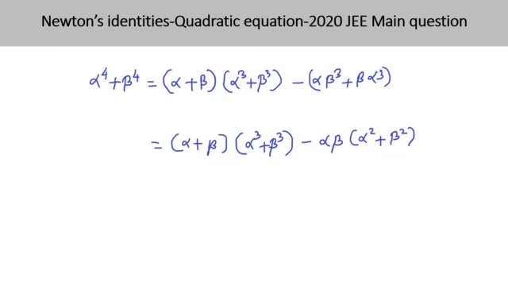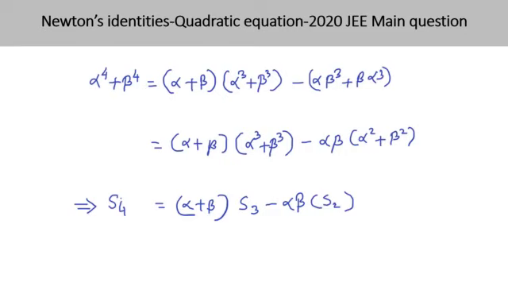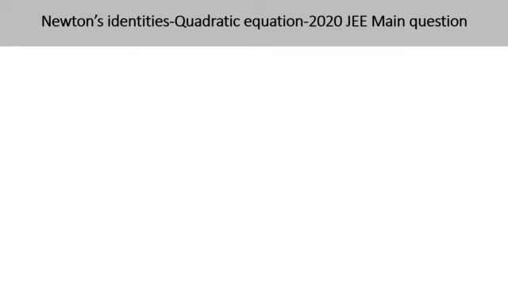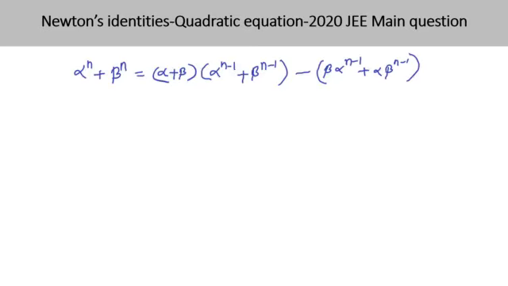Now what is alpha to the power 4 plus beta to the power 4? It is S4. What is alpha cube plus beta cube? It is S3. And what is alpha square plus beta square? It is S2. So the equation becomes S4 is equal to alpha plus beta into S3 minus alpha beta into S2. Now let us look at the generic solution, alpha to the power n plus beta to the power n.